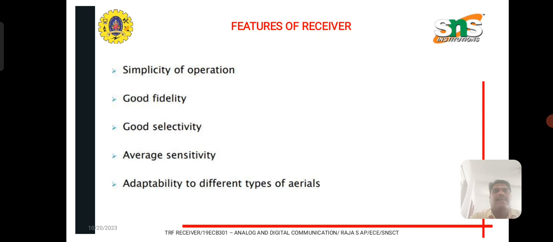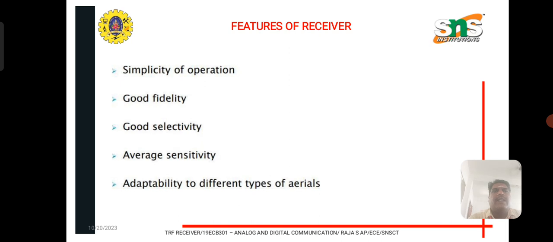Next, what are the features of the radio receiver? It is the simplest one, because the work is done only in the receiving part. The features are simplicity of operation, good fidelity, good selectivity, average sensitivity and adaptability to different types of areas. Simplicity of operation means the radio receiver consists only of a normal RF amplifier and an inbuilt detector. So only two blocks are there, a very simple process.